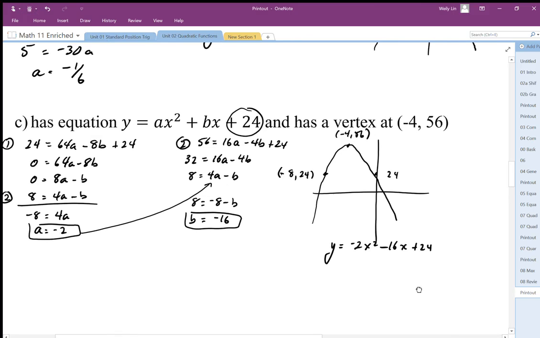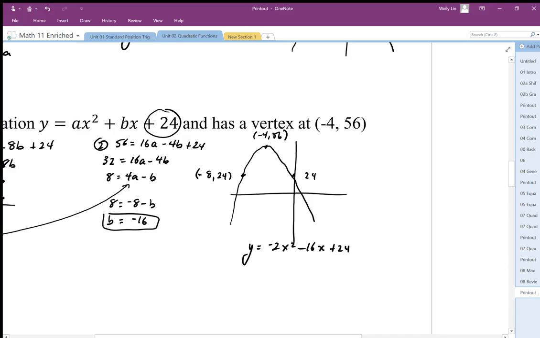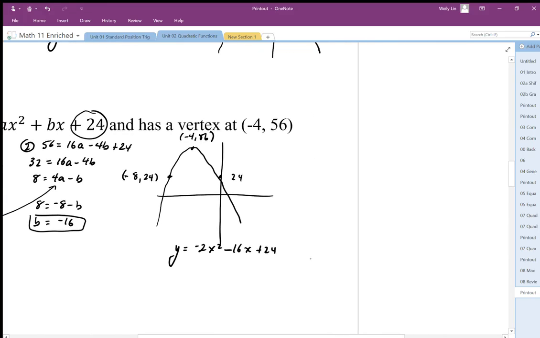Now, we could have also switched this around and said, well, I have a vertex and a point. I can work this out in vertex form. So the vertex form is going to be as follows, and this gives me only one variable to solve for, which is kind of nice. Plus 56. And then I need to solve for a by plugging in the 24. When x is 0, I get 16a plus 56. Solving for a, I get -32 equals 16a. a equals the same, -2.